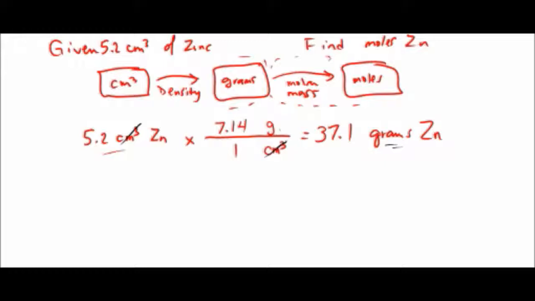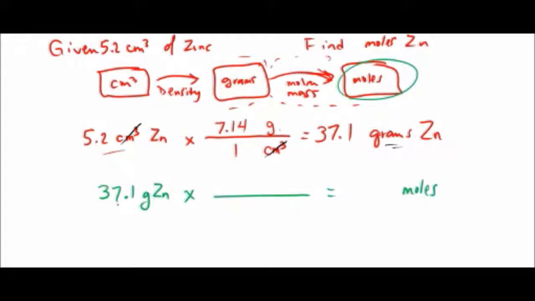For the second step, we'll want to do grams to moles using molar mass. So now I'm ready to do the second step. Now I'm starting with 37.1 grams of zinc. Multiply by a conversion factor, and the answer should be moles. The conversion factor, therefore, must cancel out the original grams. So grams goes on the bottom of the conversion factor. Moles should go on the top because that's what the answer is. And now I need to tell the truth.